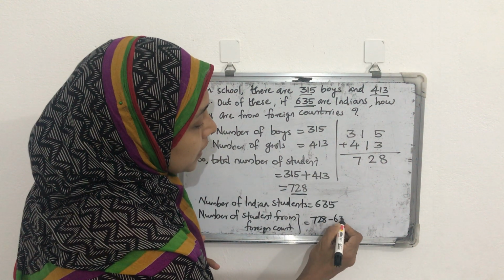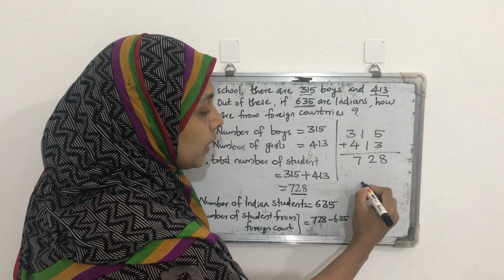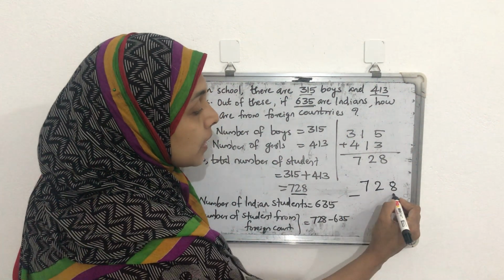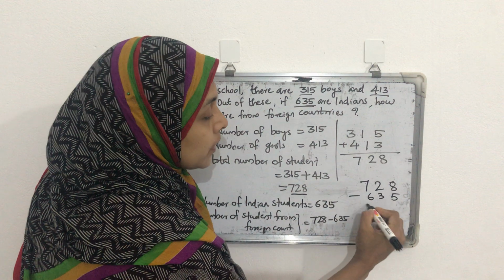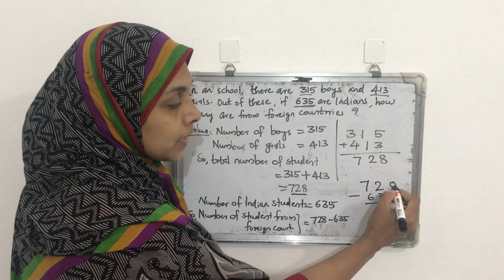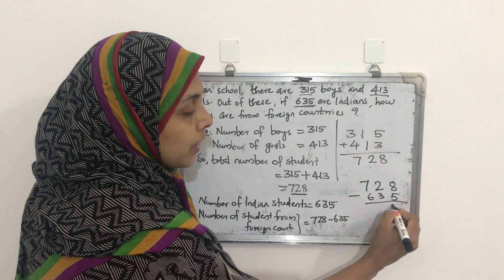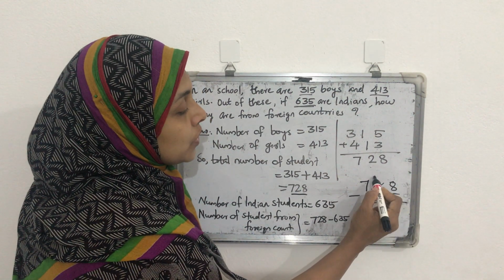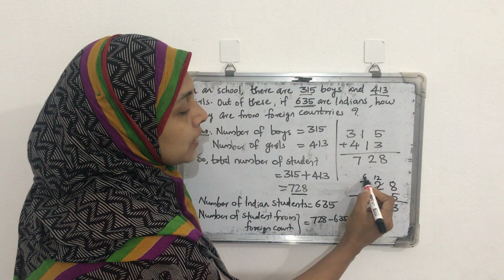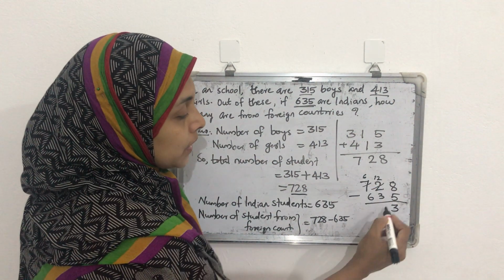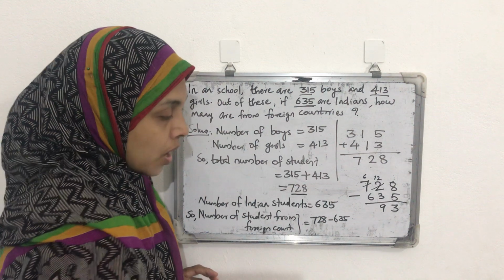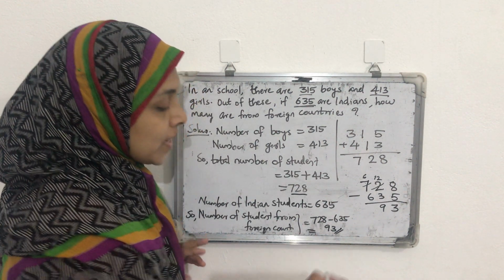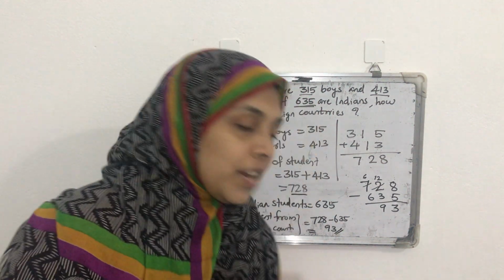728 minus 635. So first we are subtracting ones place, 8 minus 5, 3. Then 2 minus 3, that is not possible. So it will be 12, and this is 6. So 12 minus 3, 9. So how many students are there from foreign countries? 93 students are there from foreign countries.